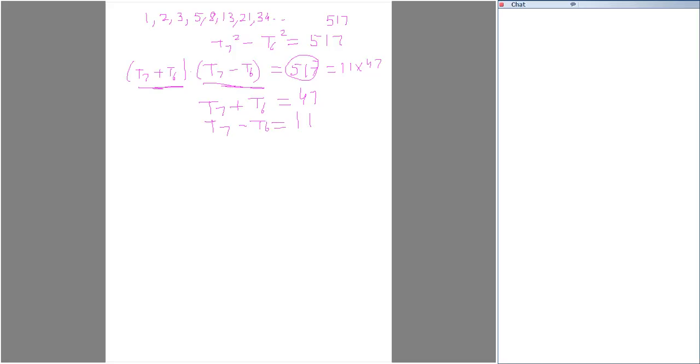Now on solving them, we can get T7 and T6. Please tell me the value of T7 on solving it. 29. Good enough. Then what is the value of T6? We'll find out T6. T6 will be what? 18. Okay, good enough. Now T8 will be 47 on adding these. T9 will be 47 plus 18, 65. We needed to find T9, so the answer was 65.